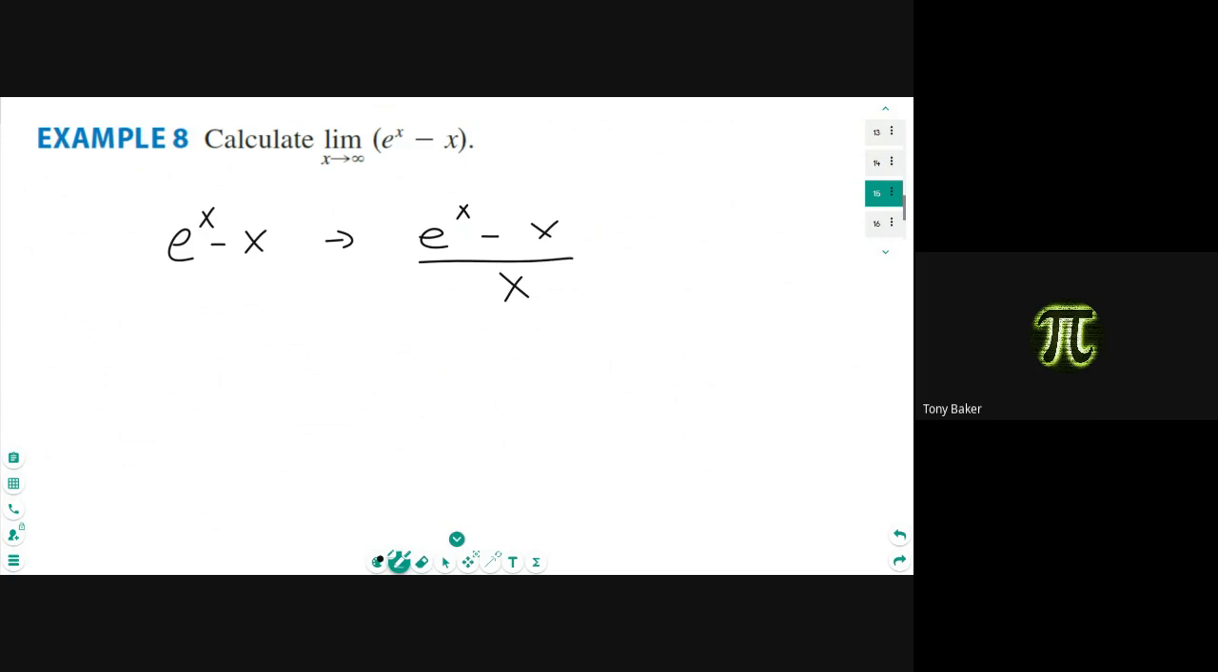Did I do that? I changed the problem, right? Can I do that? That didn't change the problem, right? Because basically I multiplied it by 1, x over x. Can I do that? Yes? Okay.